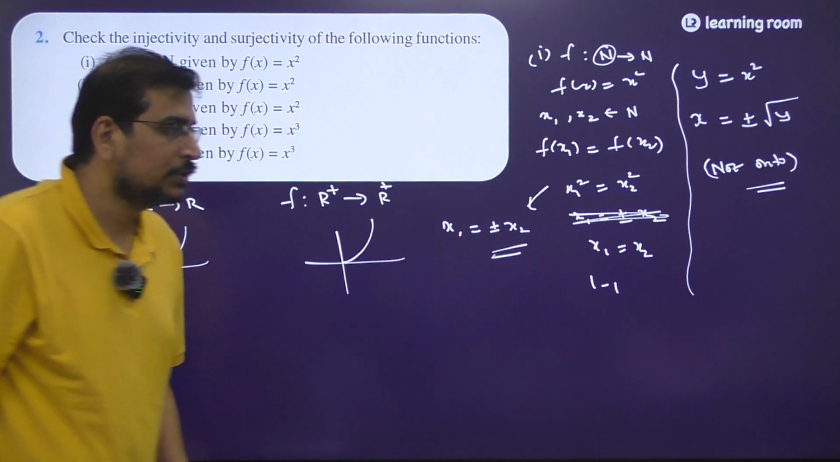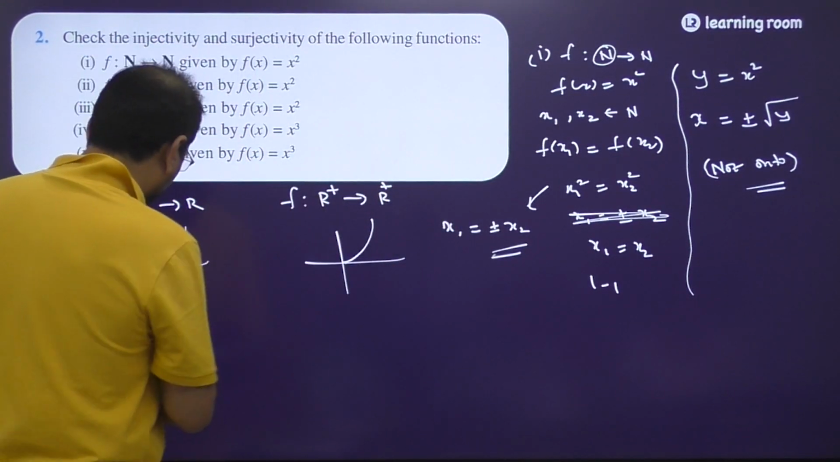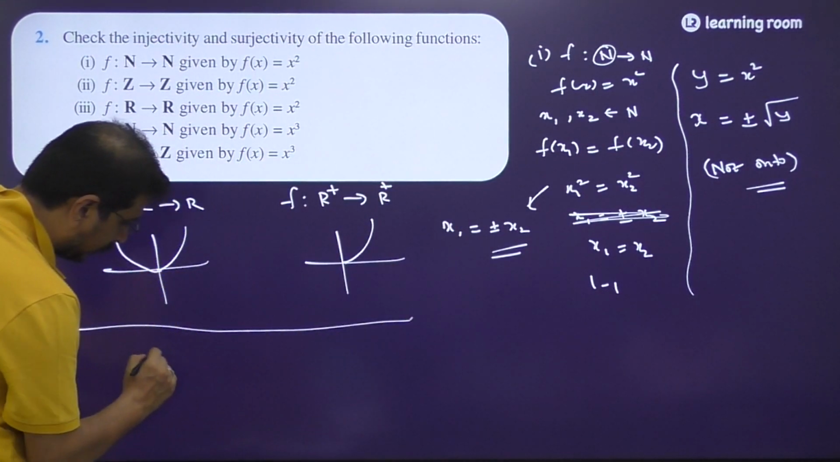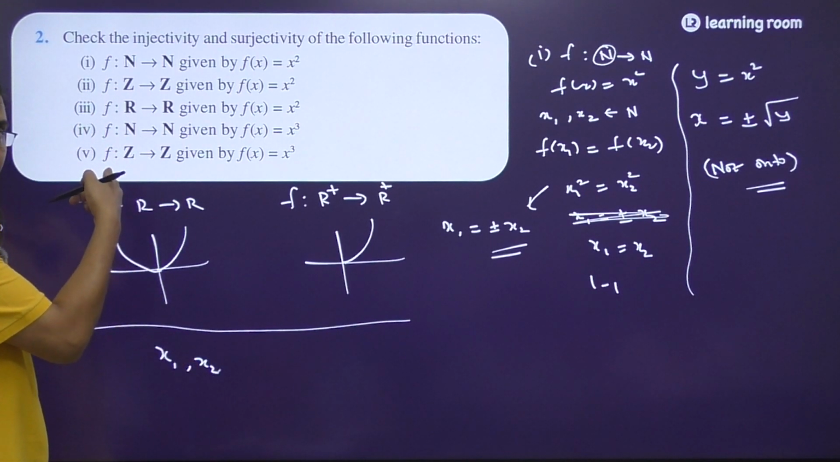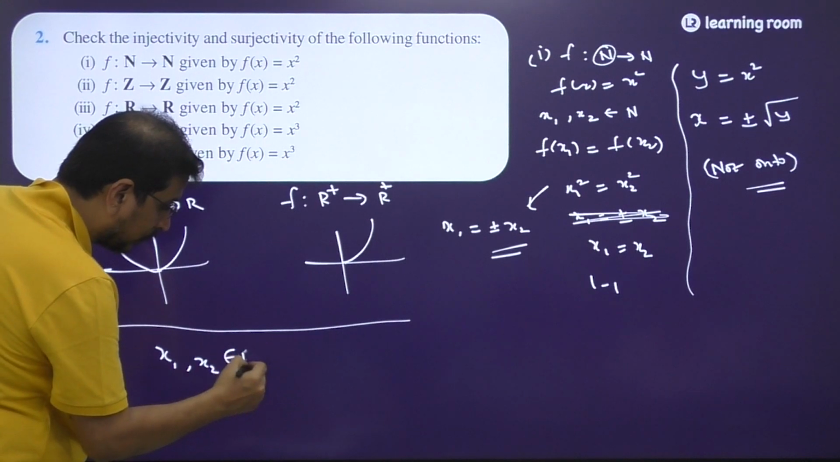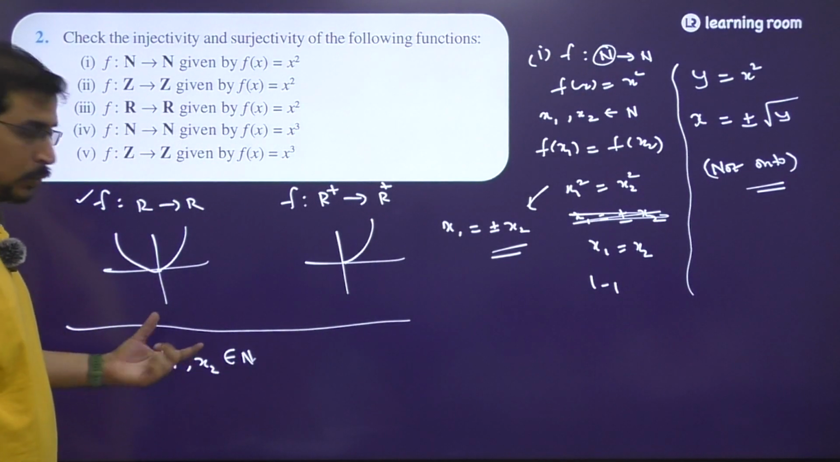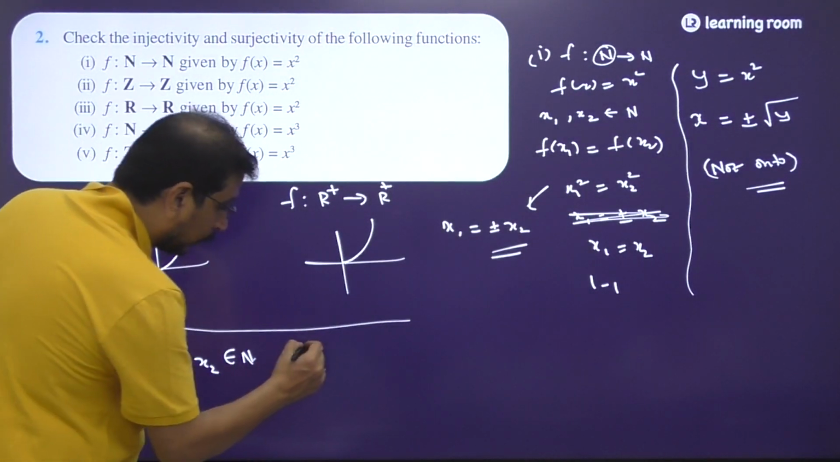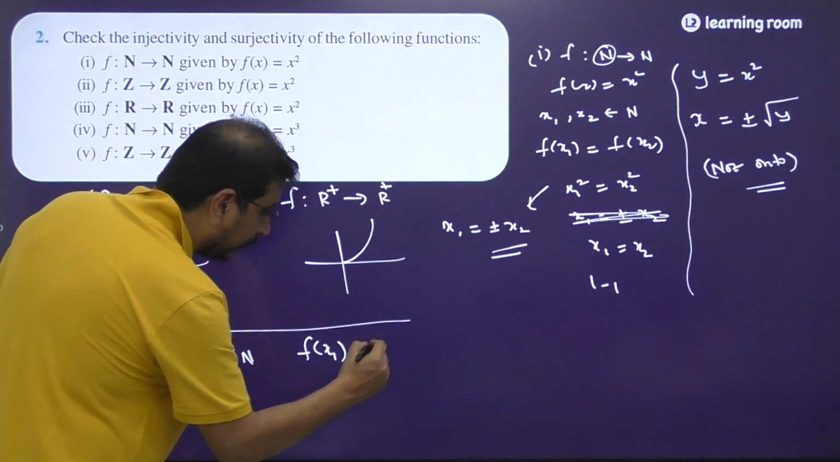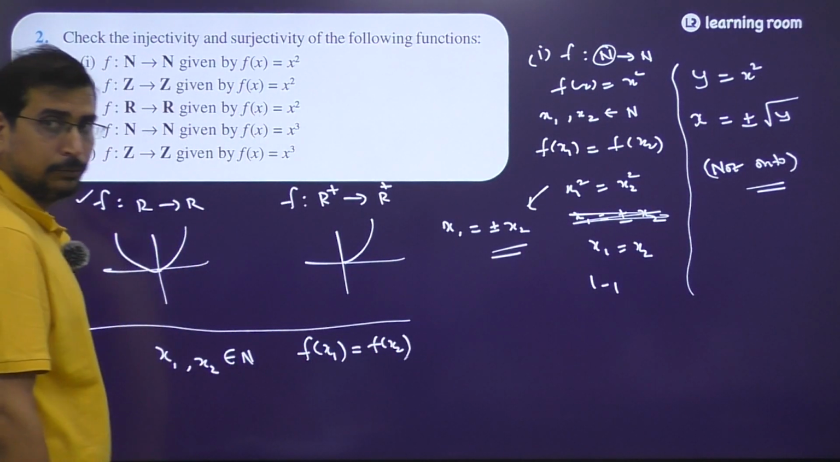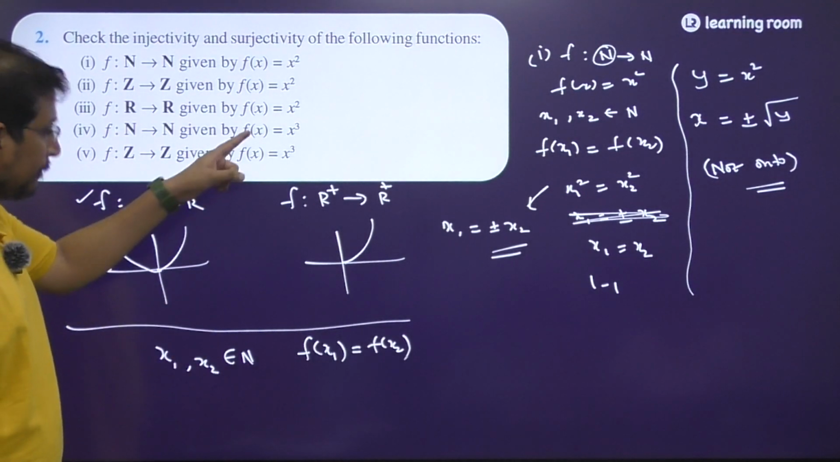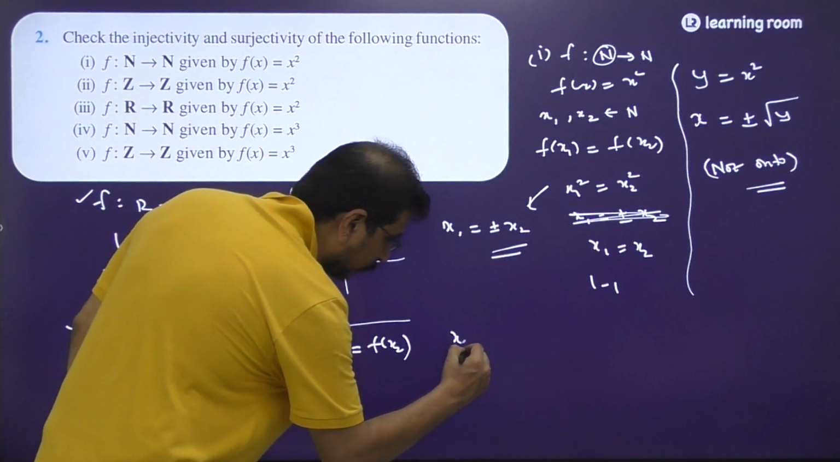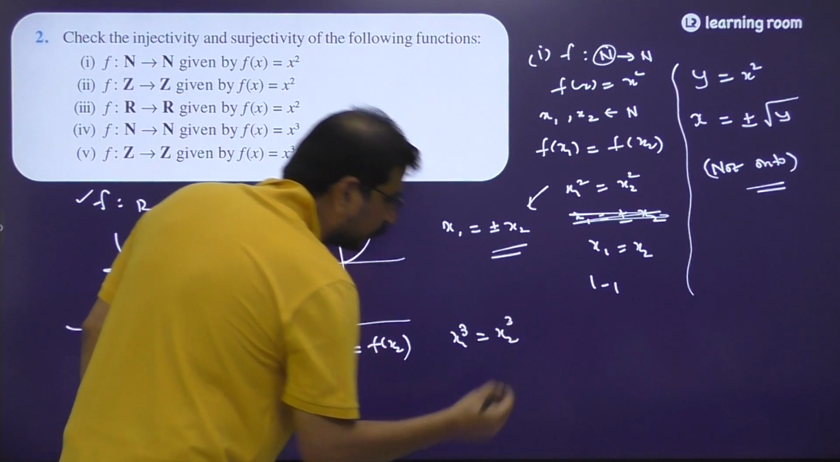How will you check the injectivity? First you will take x1 comma x2. Where do they come from? In this question, they come from the natural number set. So you are considering 2 natural numbers. Then what are you supposed to assume? f of x1 is equal to f of x2. This is an assumption. In this, what will you get? Very good. x1 cube is equal to x2 cube.